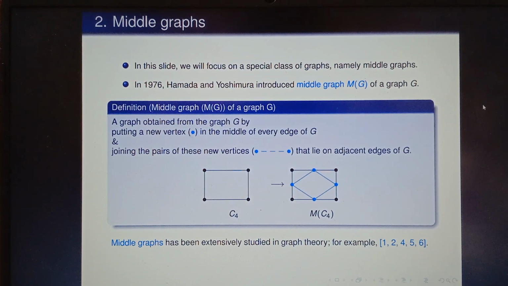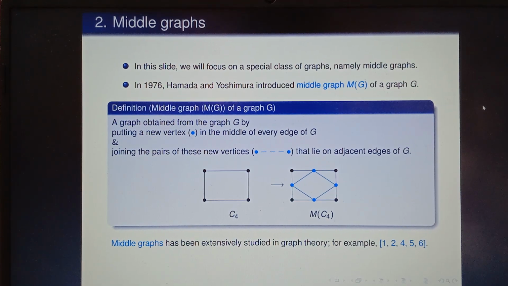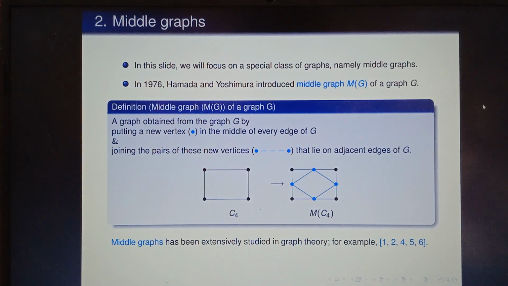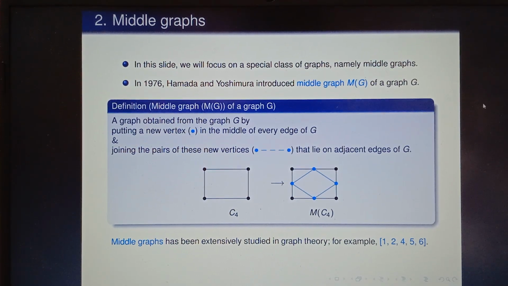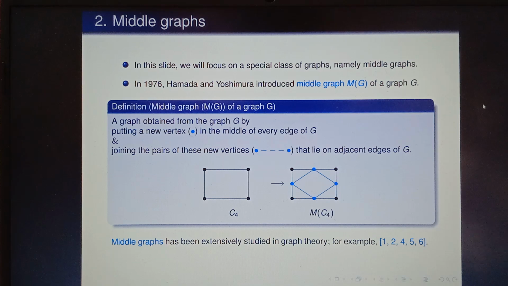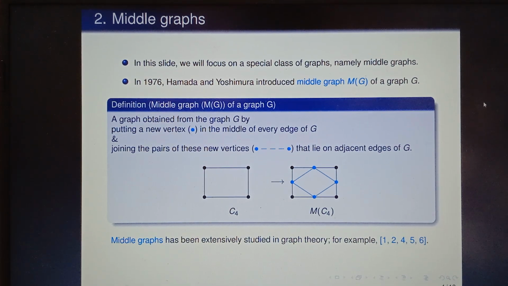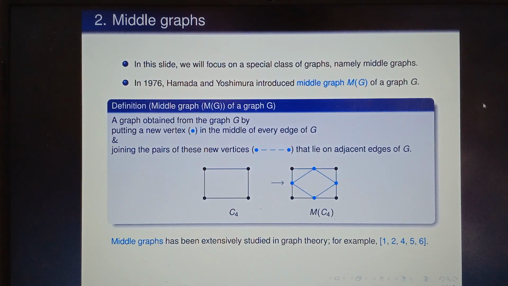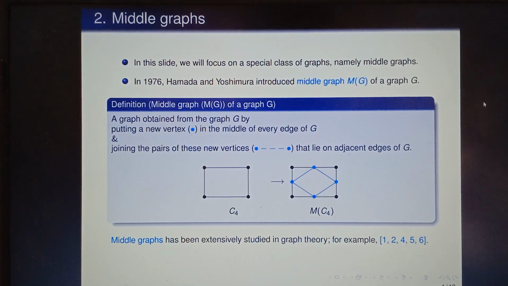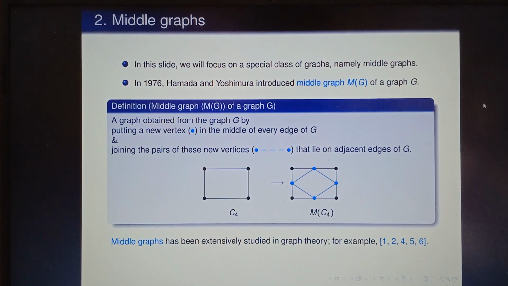In 1976, Hamada and Yoshimura introduced the middle graph MG of a graph G. Now, what is a middle graph? So, we are given a graph G. A graph obtained from the graph G by putting a new vertex in the middle of every edge of G and joining the pairs of these new vertices that lie on the adjacent edges of G will give us the middle graph of the graph G.